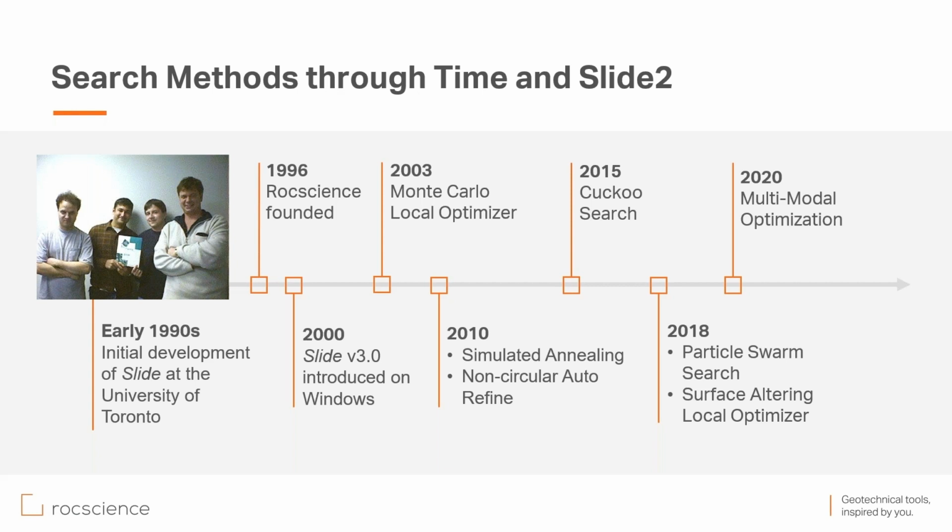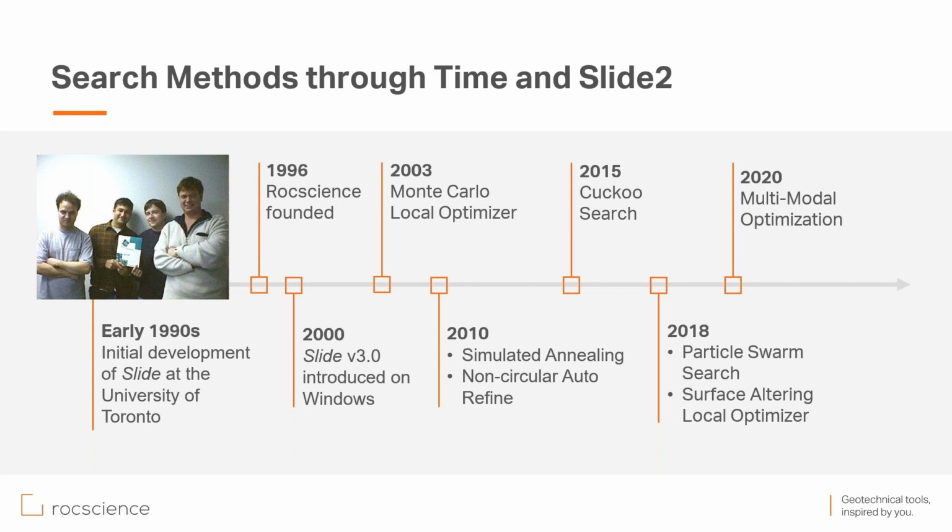And then in 2018, we added particle swarm, but really the most important one was we added something called surface altering local optimization. And that method, which is in both our 2D and 3D packages, will be talked about in this webinar. But its real advantage is that it takes over when the metaheuristic global optimization stops, and it better refines the surfaces in order to better estimate what the global minimum failure surface looks like. And it's particularly good in 3D.